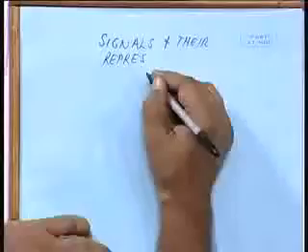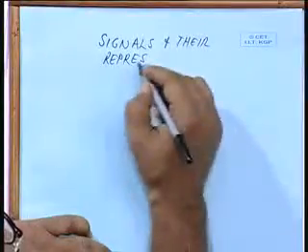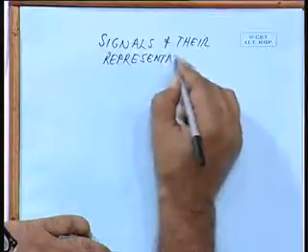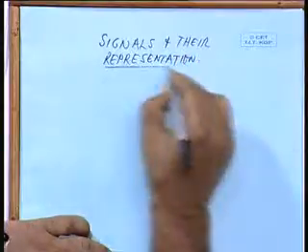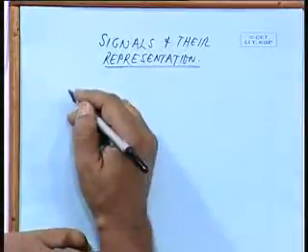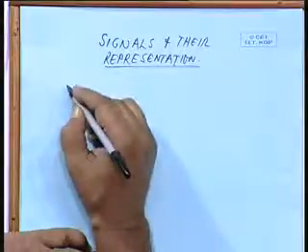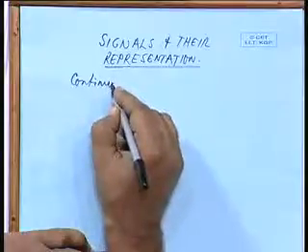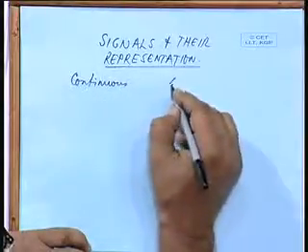We will first discuss simple signals, and then at a later stage we shall be using these signals for different analysis, network analysis representation. Now the signals that we shall be discussing are of two types. One is continuous, the other one is discrete.